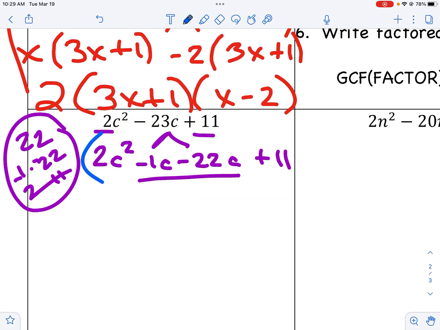So let's change color so you can see it. I'm going to divide it up into 2 groups. What does the first pair have in common? They have a c in common. What does the second group have in common?